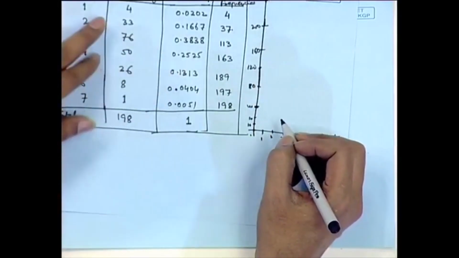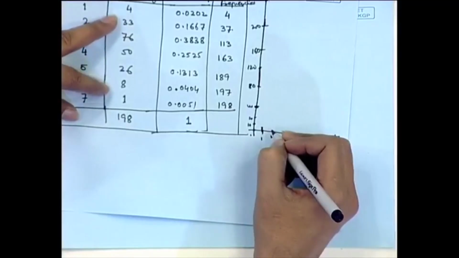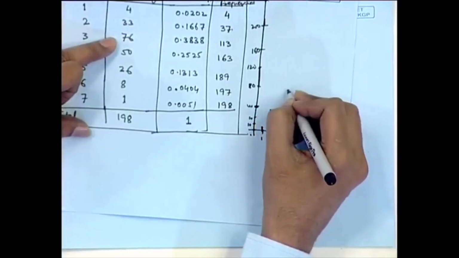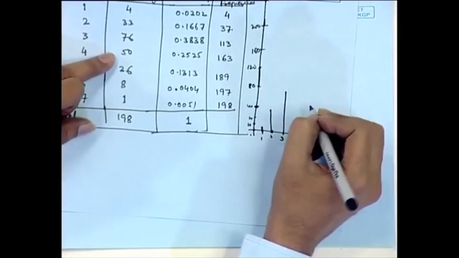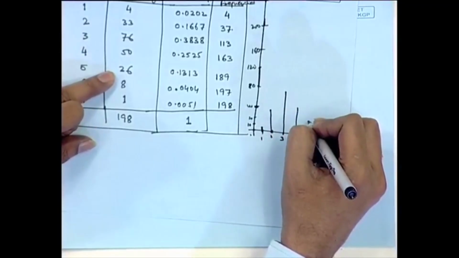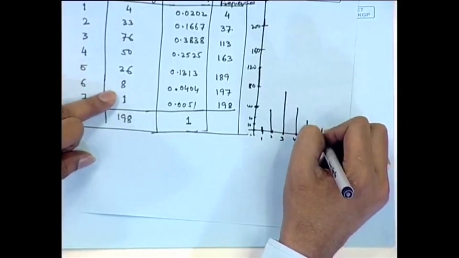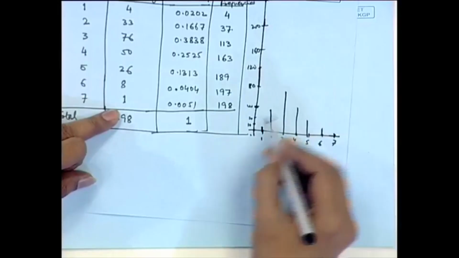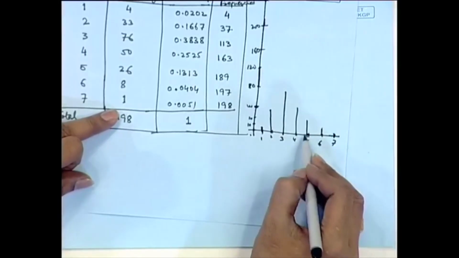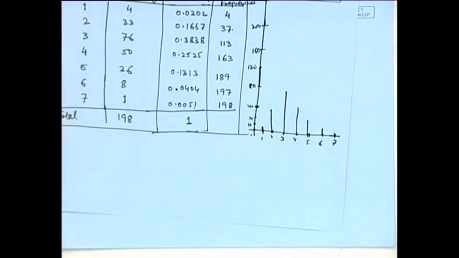Now, you see the numbers that we are going to present here: 4 will come somewhere here, then 33 will be coming up to this height, then 76 will be coming up to this height, 50 is coming up to say this height, 26 is coming up to this height, 8 is coming up to this height, and 1 is this one. So, this tells the relative importance, or you can say relative occurrence, of each term in the frequency distribution. So, bar diagrams are quite useful.